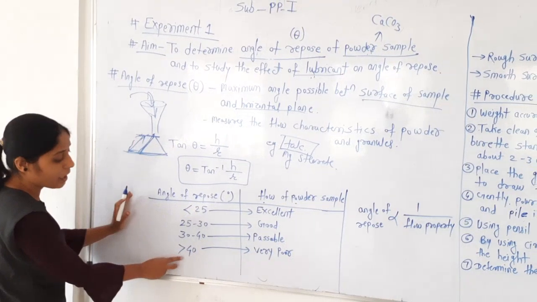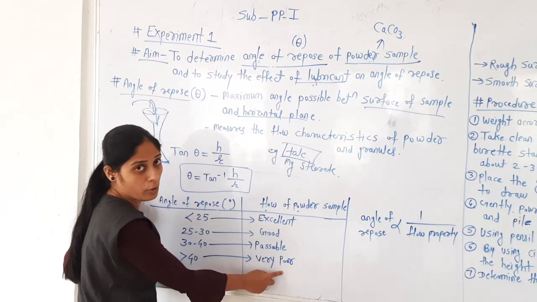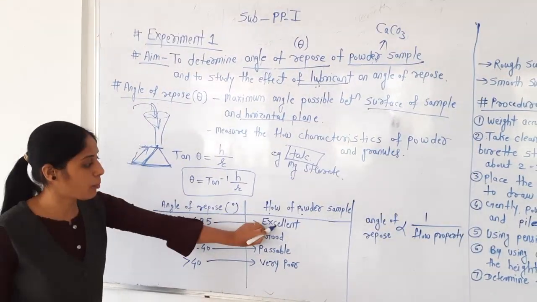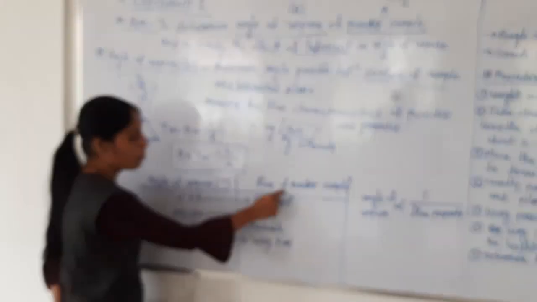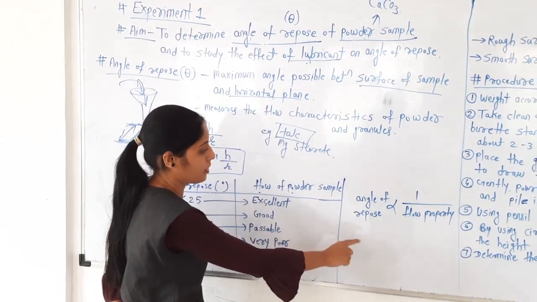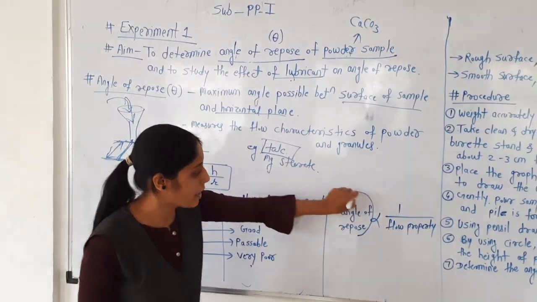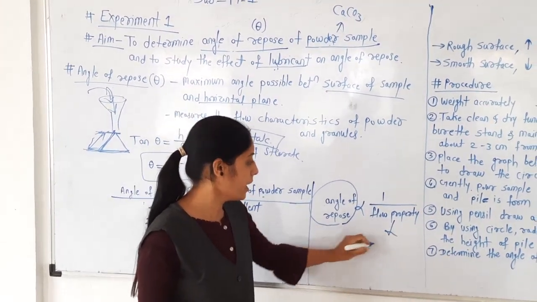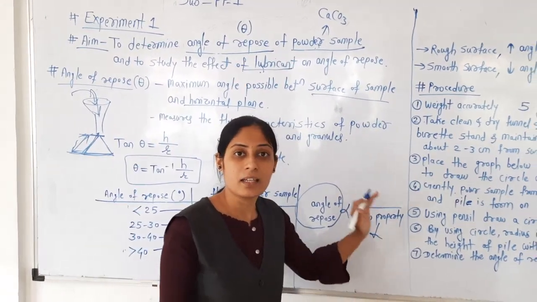See here, if the angle of repose is greater than 40, then the powder sample has very poor flowable property. The lower the angle of repose value, the greater the flow property. The greater the angle of repose value, the lower the flow property. It means the angle of repose and flow property are inversely proportional to each other. So as the angle of repose value increases, the flow property of the powder sample decreases, and as the angle of repose value decreases, the flow property of the powder sample increases.